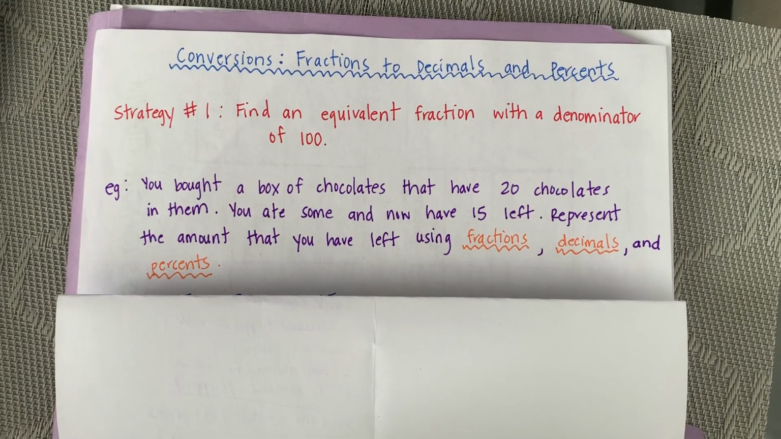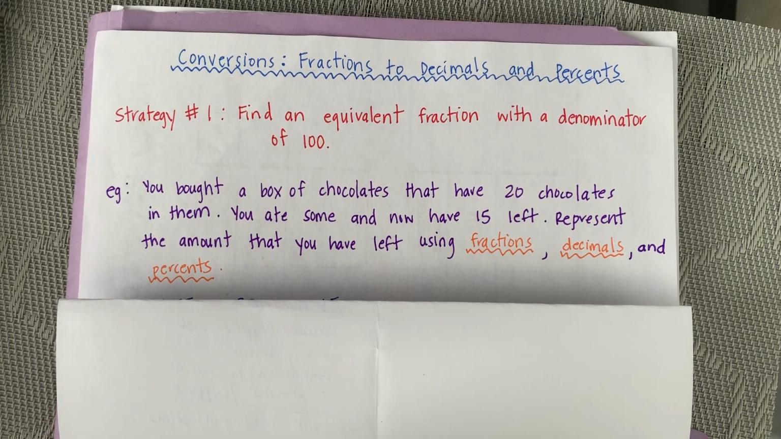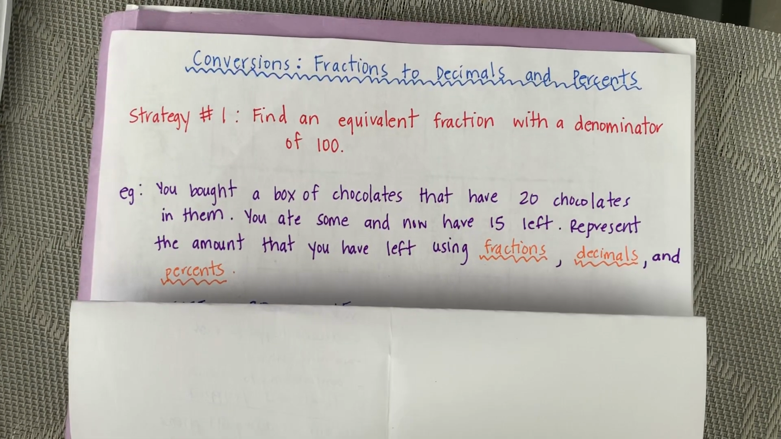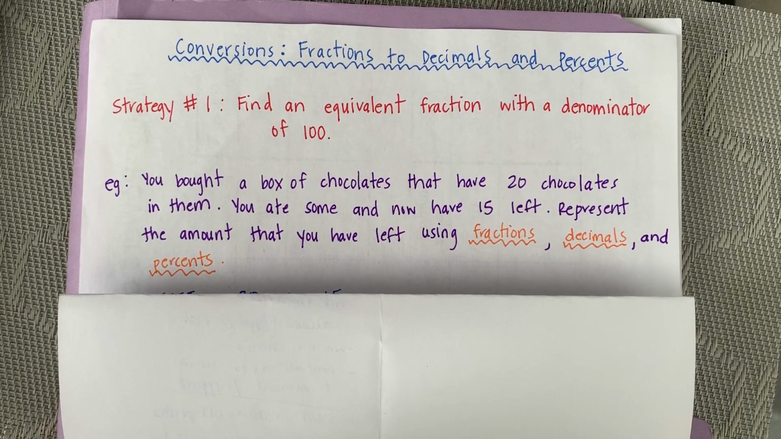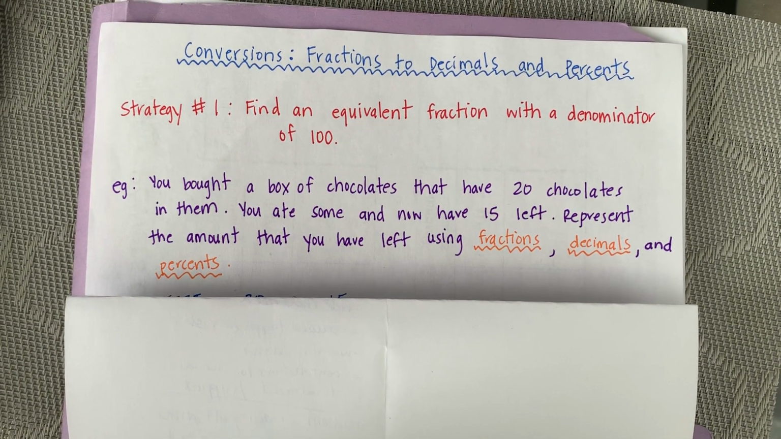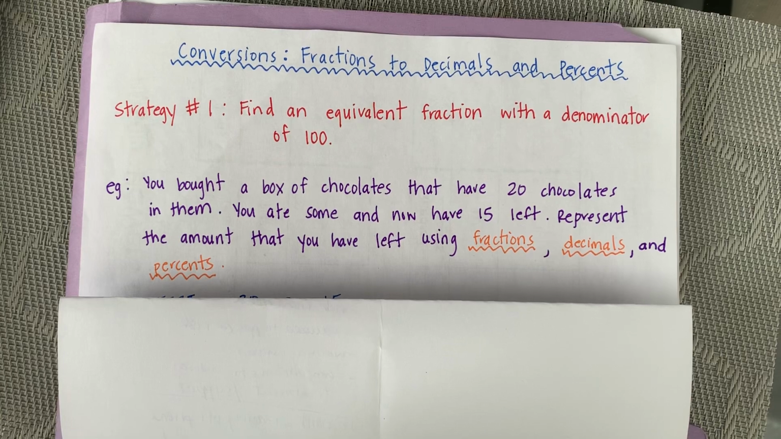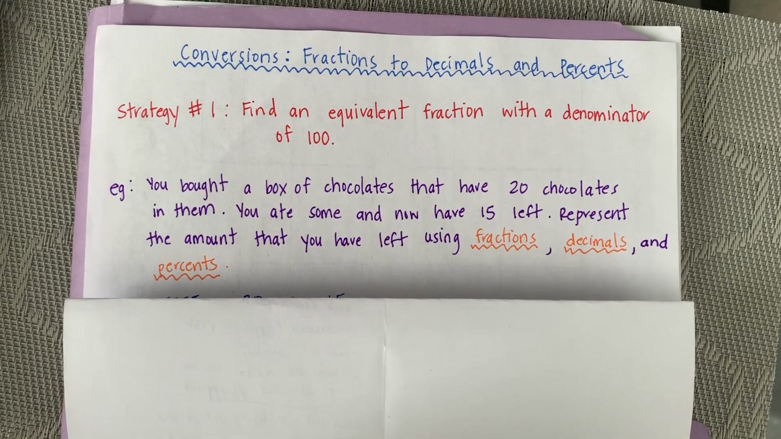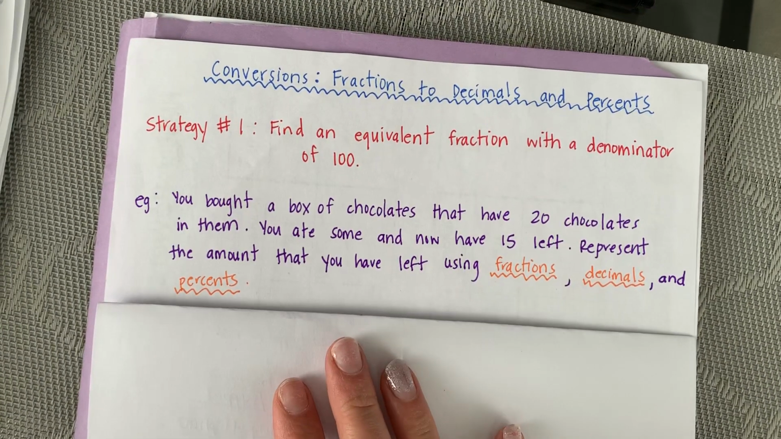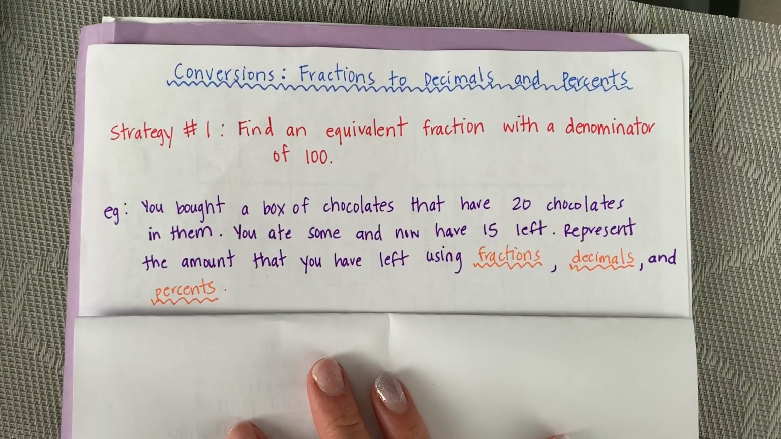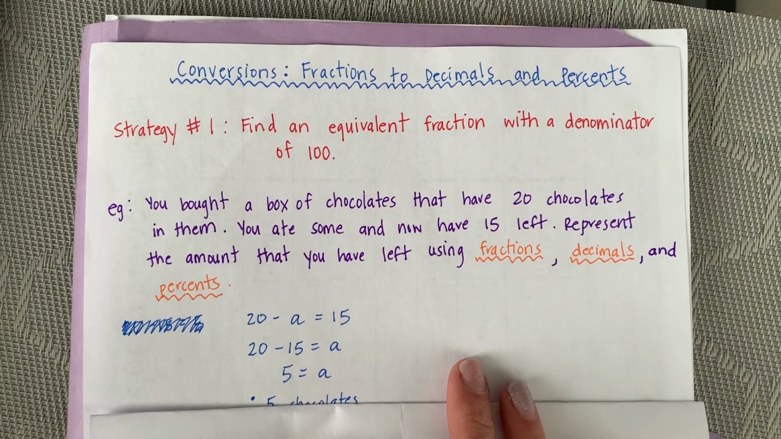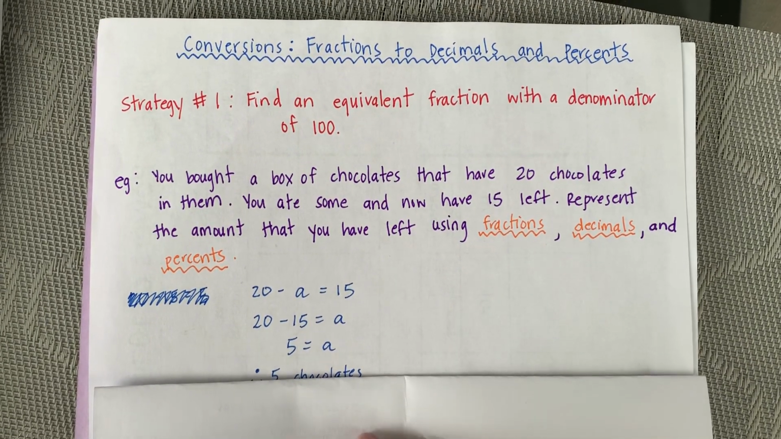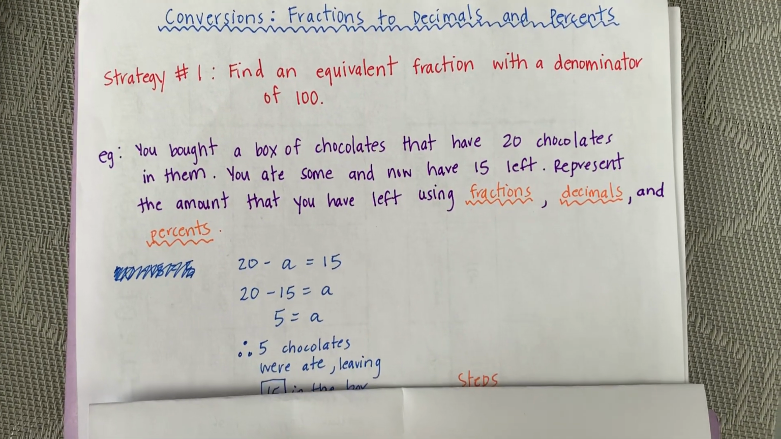So the example that I have here is similar to the one in the slideshow under action. You bought a box of chocolates that have 20 chocolates in them, you ate some and now have 15 left. Represent the amount that you have left using fractions, decimals, and percents. So first, obviously, you need to figure out how many you ate. Now, this is an easy question, so you can probably do the mental math, but just in case it was a question with higher numbers, you can use your algebra.